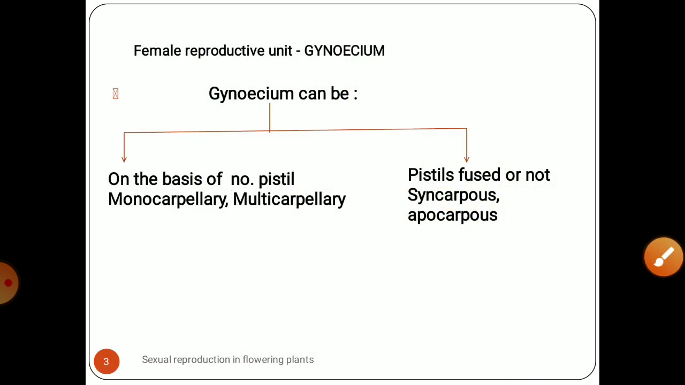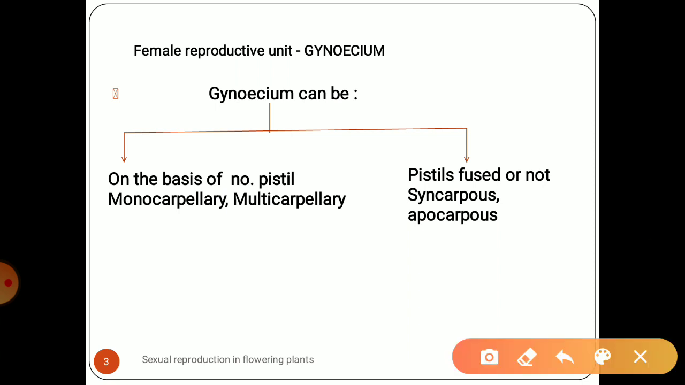Now moving on, we can divide the gynoecium or pistil on the basis of whether the pistils are fused or not, or on the basis of the number of pistils. If the pistil is only one, then we call this condition monocarpellary condition. Mono means one. And if the pistils are two in number, then it is called bicarpellary condition.